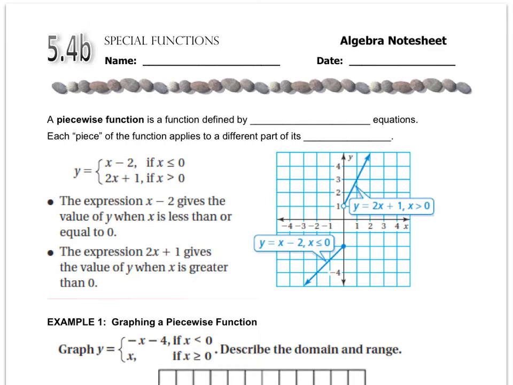A piecewise function is defined by two or more equations. Each piece of the function applies to a different part of its domain. This is what a piecewise function looks like. Normally we see y equals and then one expression over here, but a piecewise function says, well, it depends on what your x value is. If your x value is either 0 or negative, then this is the equation, and if your x value is positive, this is the equation. So it's kind of like an undecided function where it's like, I don't know which equation to be. So this is what a piecewise function looks like.